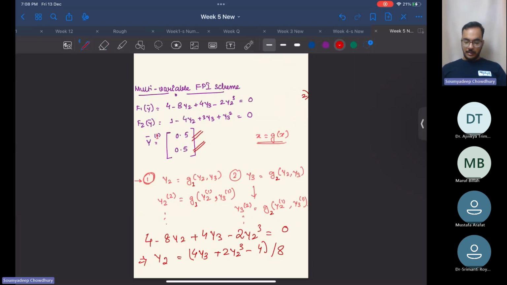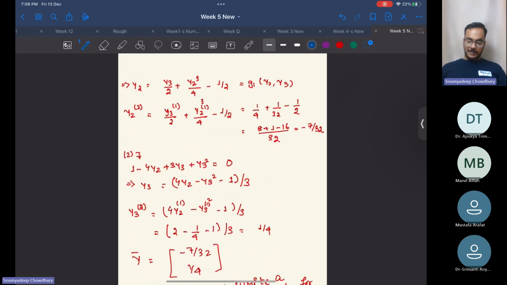You can see here, as I have marked, this is your first equation and this is your second equation. If I do this for the first equation, it is 4 minus this one. If you substitute this, we'll get y2 equals in this form: 4y3 plus 2y2 cube minus 4 by 8. This is your g1, that is the first recasting function.